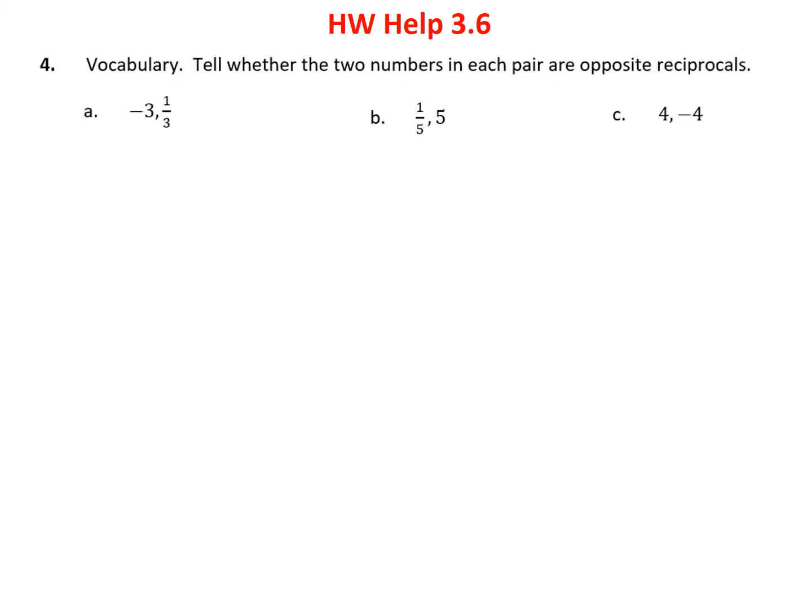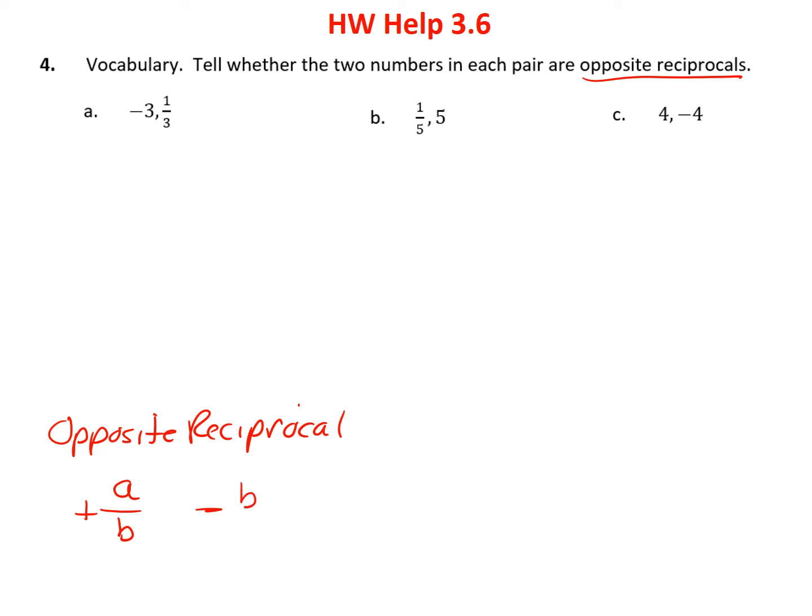Problem 4 asks us to tell whether two numbers in each pair are opposite reciprocals. Remember what opposite reciprocals are. Just take each word by itself. If I have a number like a over b, the opposite would mean it's negative, and the reciprocal would mean it's turned over. So if it is a fraction like 3/4, then the opposite reciprocal would be negative 4/3. If you start with a whole number like 5, consider that to be a fraction, 5 over 1, and then the opposite reciprocal is minus 1 over 5.